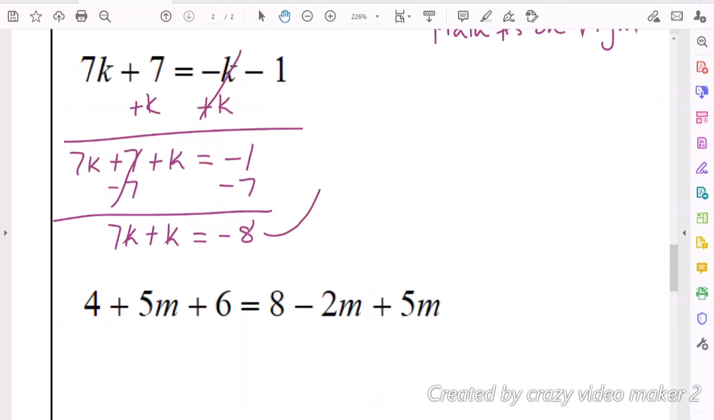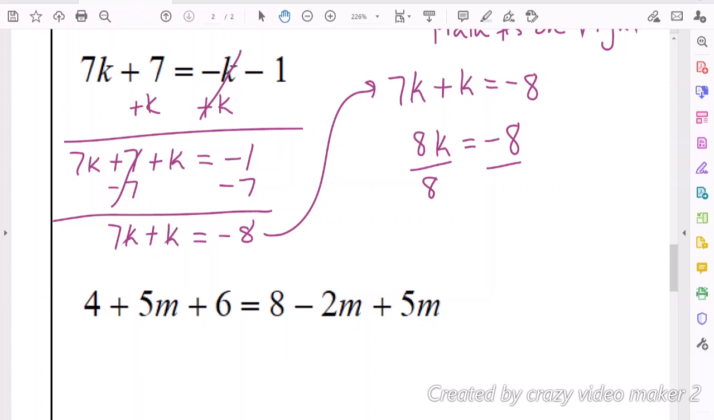Okay, so we come up here. So we have 7k plus k equals -8. Okay, and now we will combine like terms. So 7k plus k, that is 8k. That is equal to -8. Last step, to get rid of that 8, we will divide by 8 on both sides because we have to get rid of the 8 in front of that k. So 8k divided by 8 is going to just give you k, and -8 divided by 8 is going to give you -1. So k is -1.